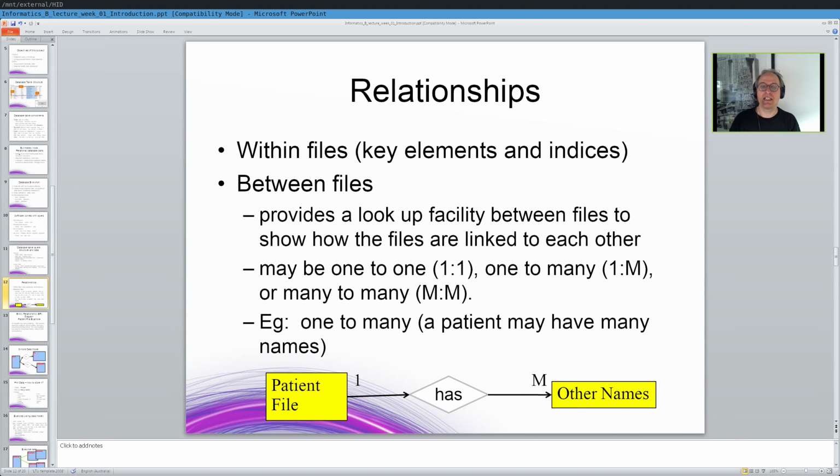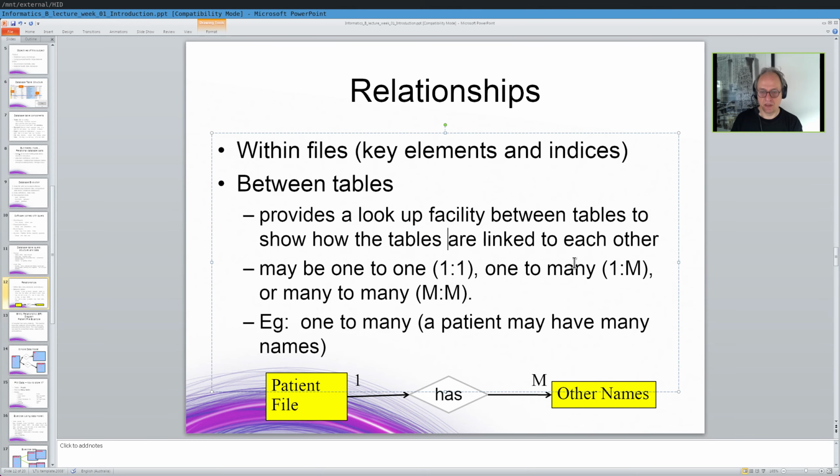And here we use the term files. It should be between tables, really. And relationships. Why did I say the word files here? They allow you to look up between tables to show how the tables are linked to each other.